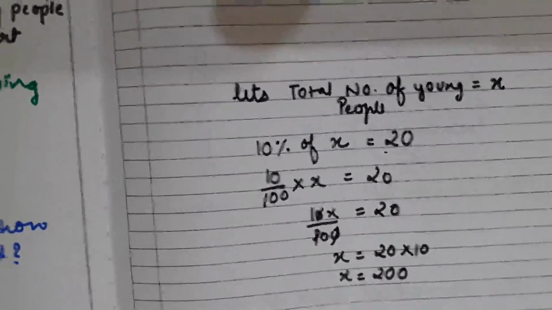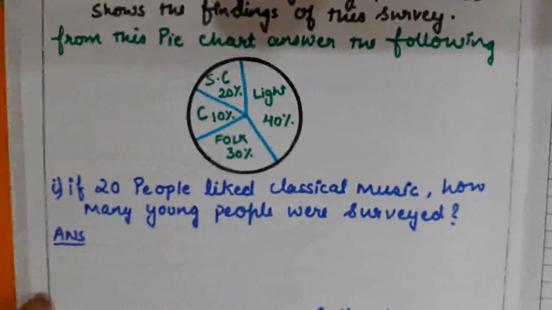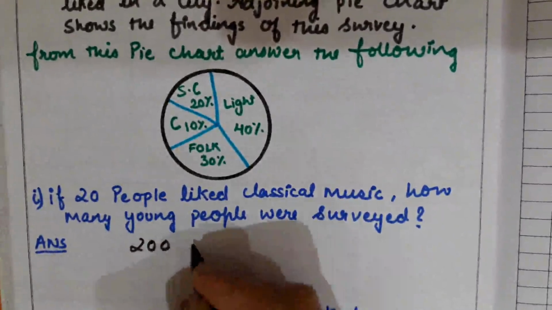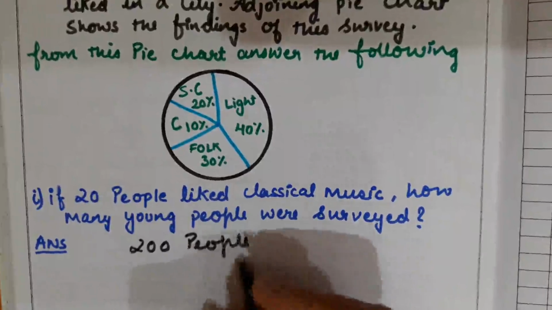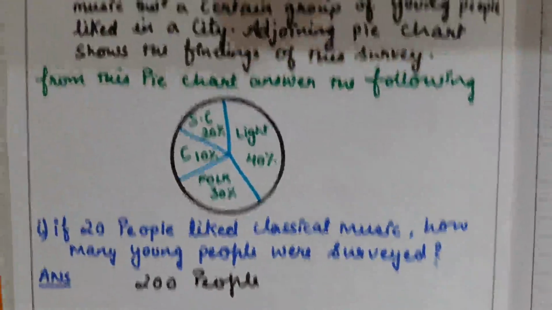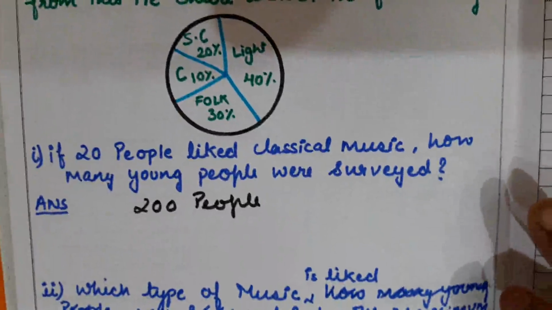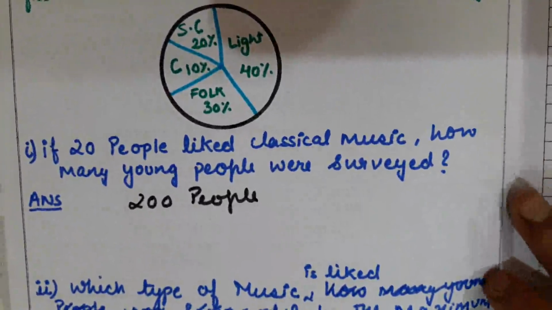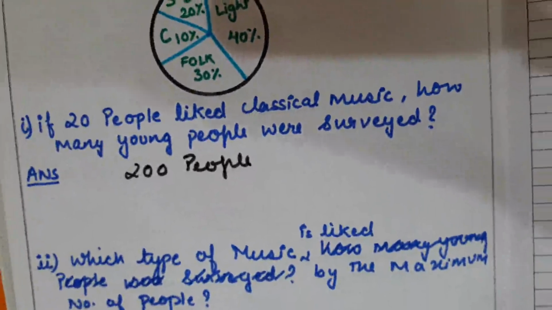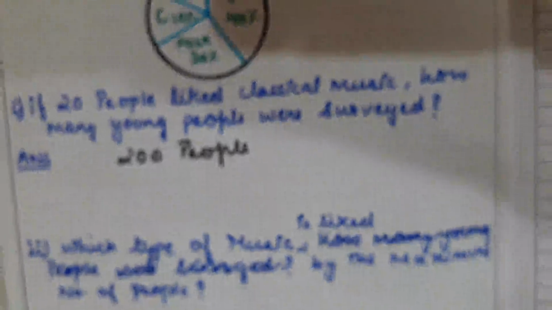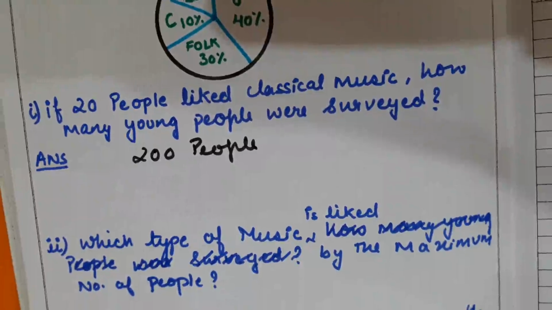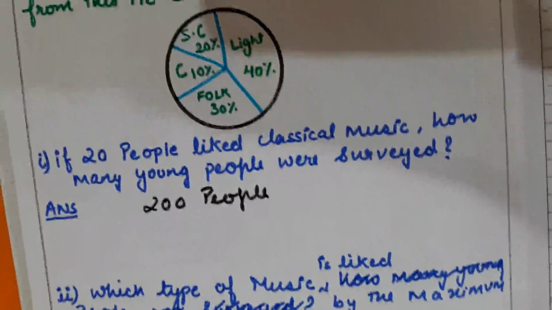In this way we can find the answer to the first question. The question was, how many people participated in this survey? 200 young people participated in the survey. Now let's see the next part of the same question: which type of music is liked by the maximum number of people?